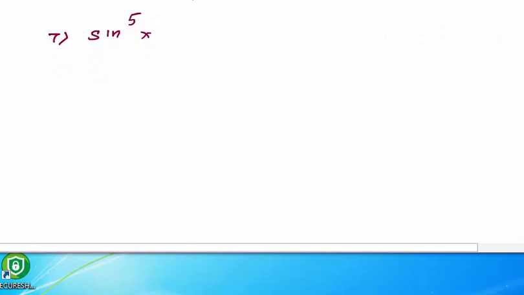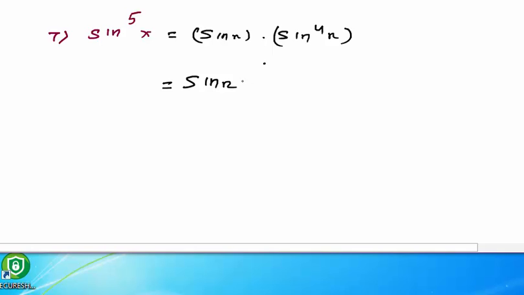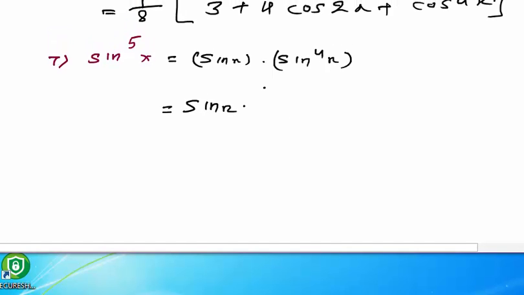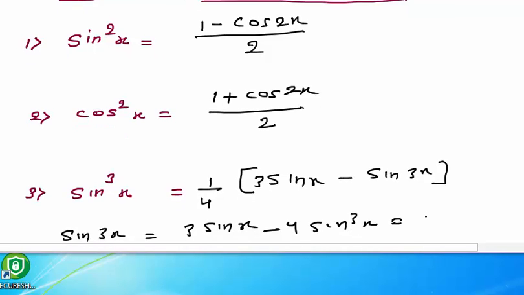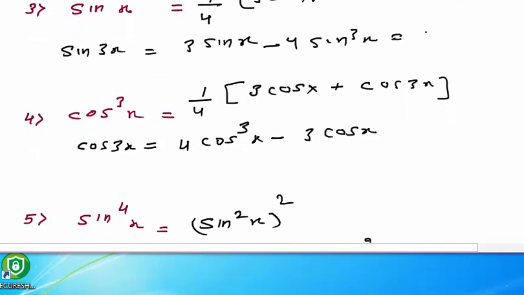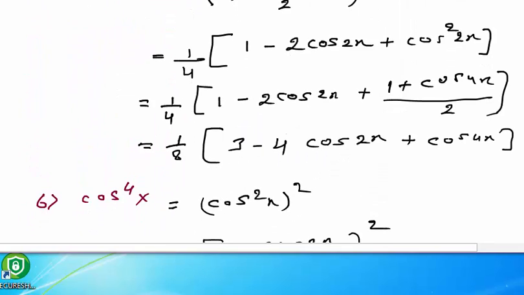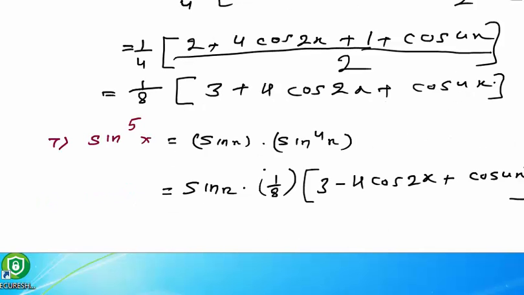Now this sin power 5x can be solved as sin x into sin power 4x. We have already derived the value of sin power 4x, so if I take it from there, sin power 4x is 1 divided by 8, 3 minus 4 cos 2x plus cos 4x. So the value of sin power 5x can be written as sin x into 1 upon 8, 3 minus 4 cos 2x plus cos 4x.